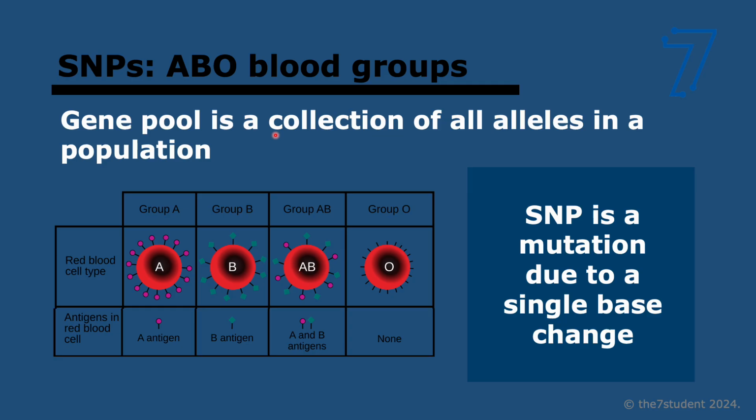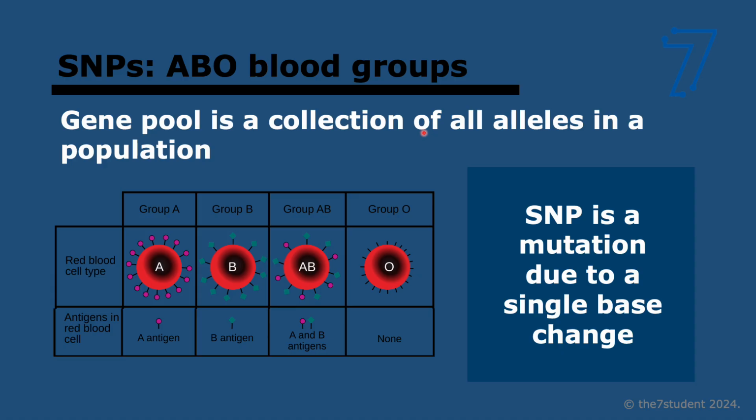So SNPs, right, are single nucleotide polymorphisms. They're pronounced "snips", actually. But they basically just mean that there's a single base change in a gene. But that creates a new allele, right? So that's why in most genes, actually, we have multiple alleles, because as soon as there's an SNP, you get a new allele. And the gene pool is the collection of all the alleles in a given population.